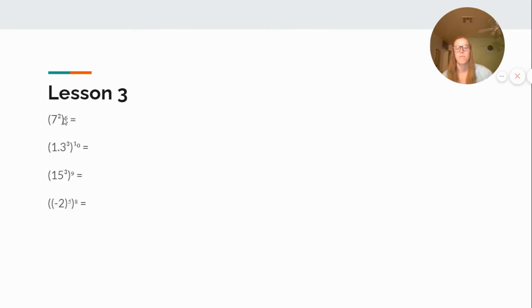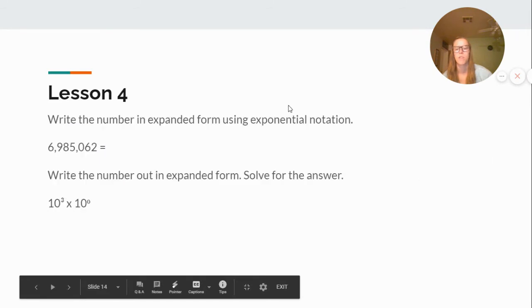What about lesson 3? So this one we were multiplying exponents. So 7 to the 2nd to the 6th, 2 times 6 is 12. 3 times 10 is 30. 3 times 9 is 27. And remember, with negatives, it's just going to continue to be negative. But when we write it out, positive exponents are going to have a positive answer. Negative exponents would have a negative one.